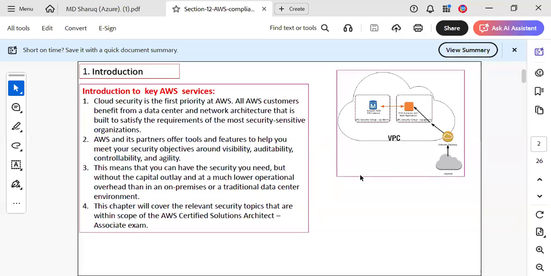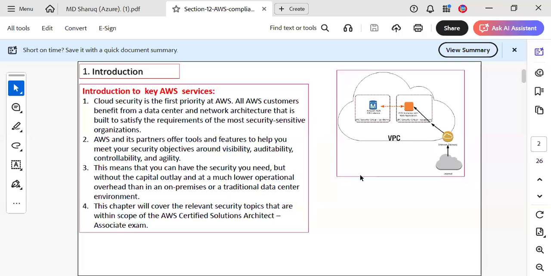Cloud security is the first priority at AWS. Obviously, AWS is a cloud. That cloud manages a lot of company data that needs to be secured. For that, they need to use security practices. AWS security customers benefit from a data center and network architecture that is built to satisfy the requirements of most security sensitive organizations.